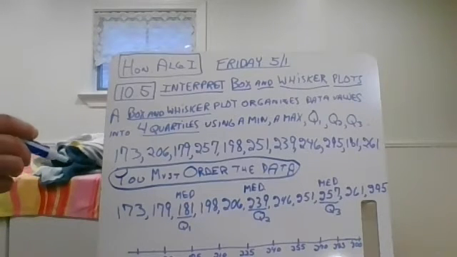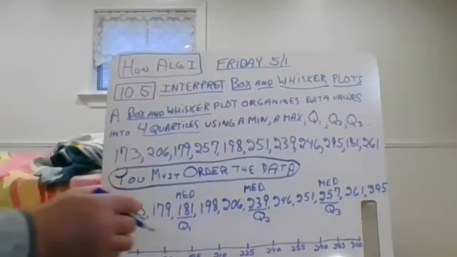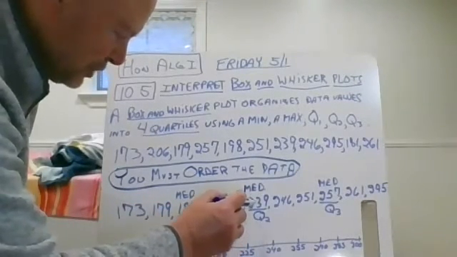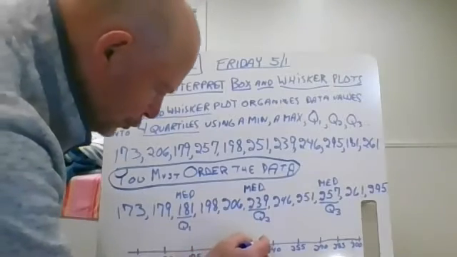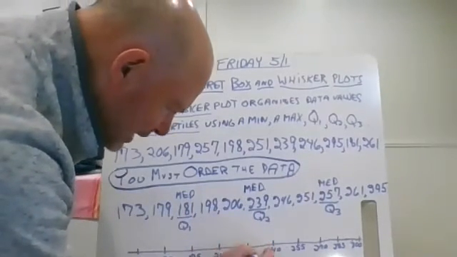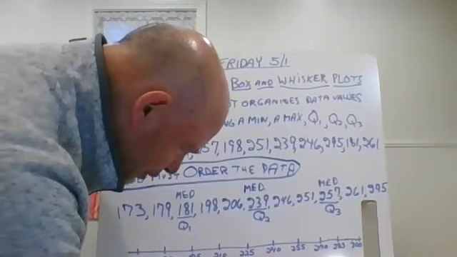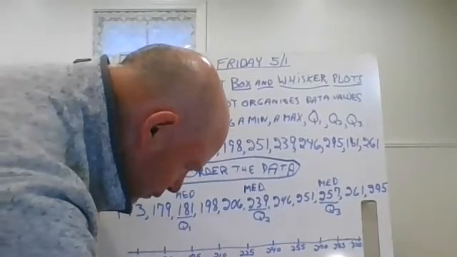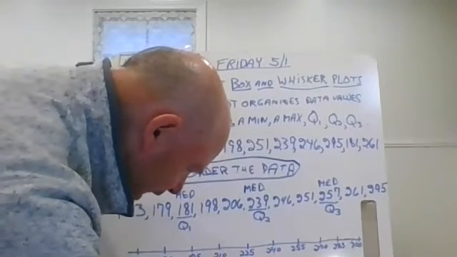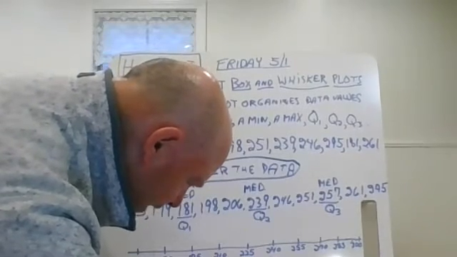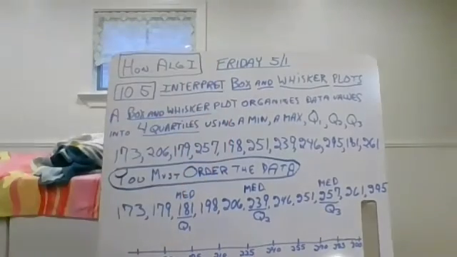Now we're going to locate the 3 quartile marks. So we start with Q sub 2, which is 239. 239 is about right here. So we bring it down, put our mark, write 239, and underneath it, write Q sub 2.